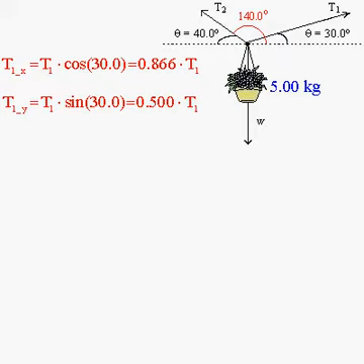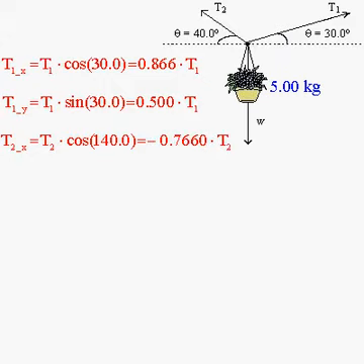Let's use that angle in calculating the x and y components. So the x component of T2 is T2 times the cosine of 140.0, or negative 0.7660 T2. The y component is T2 times the sine of the angle, which is 0.6428 T2.